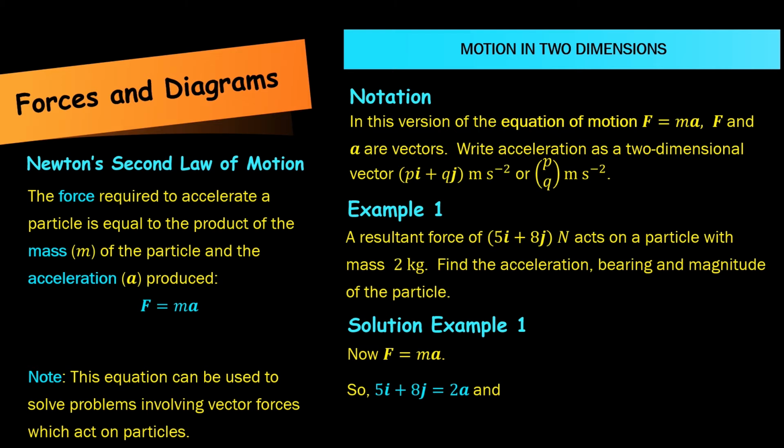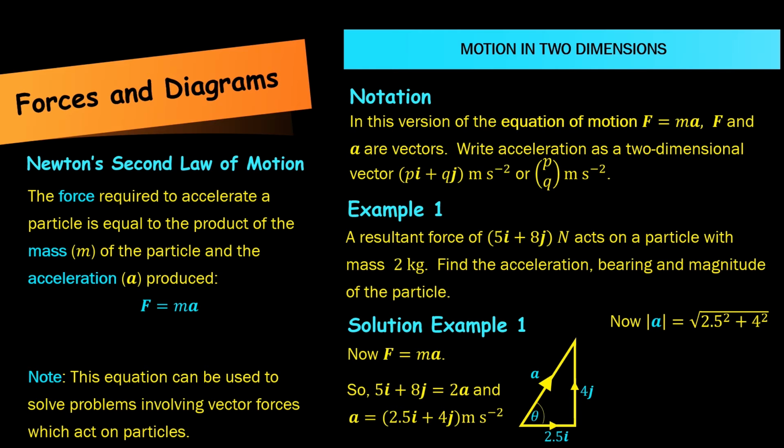So let's solve this. Of course, we know that F equals ma. So, plugging in the values gives us 5i plus 8j equals 2, which is the mass, times the acceleration, which we are required to find. This implies that a, or the acceleration, is equal to 2.5i plus 4j meters per second squared. And it therefore looks something like this.